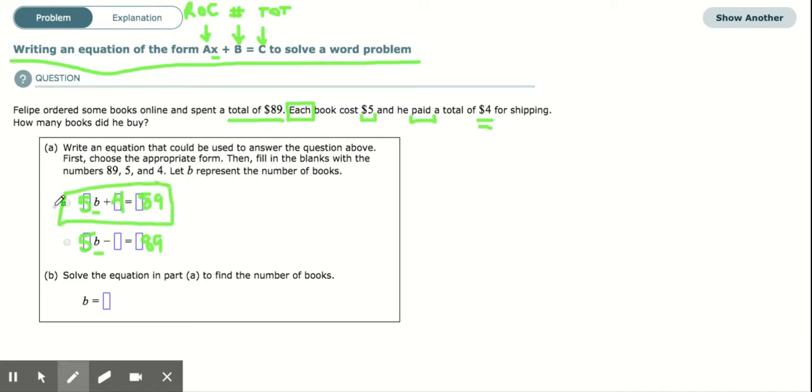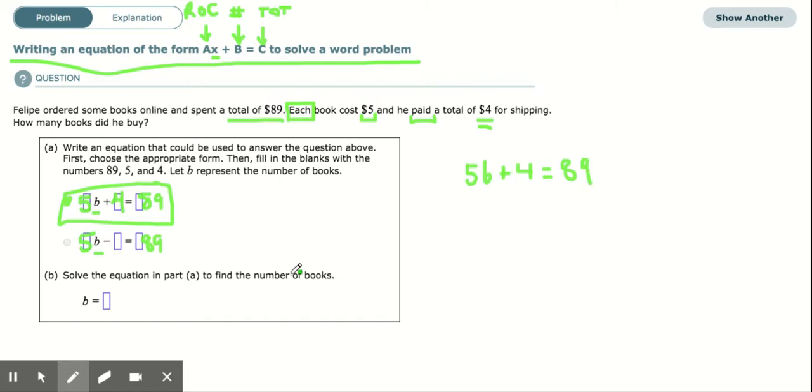So you have to fill in the blanks and pick this answer. This scenario or word problem can be solved by using this equation: 5 times the number of books plus 4 equals 89, his total. So let's go ahead and solve it now. 5b plus 4 equals 89. The first thing we need to do is isolate b. We want to find the number of books.